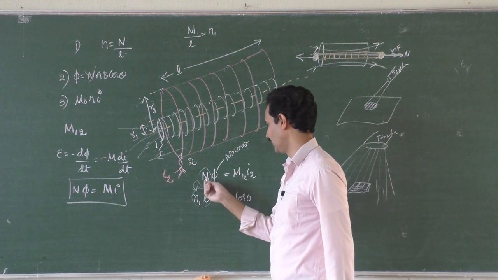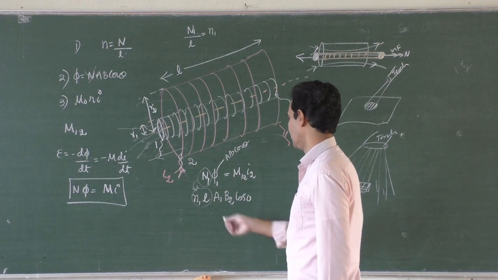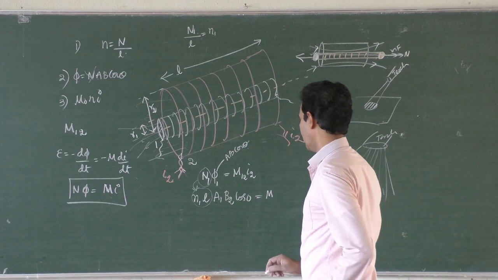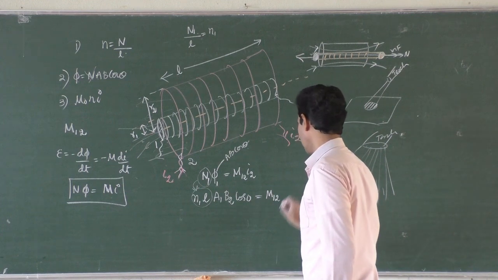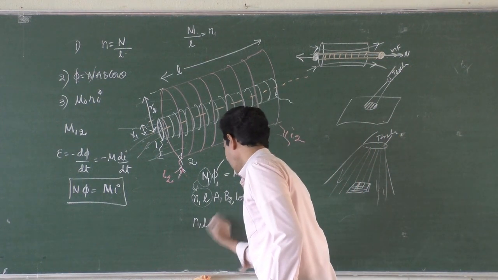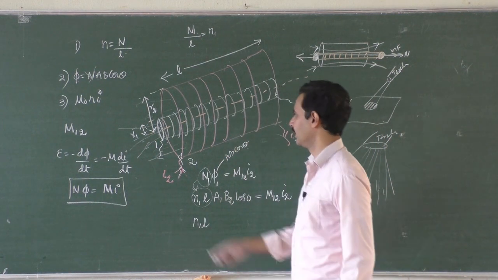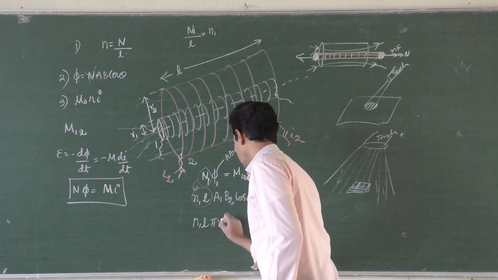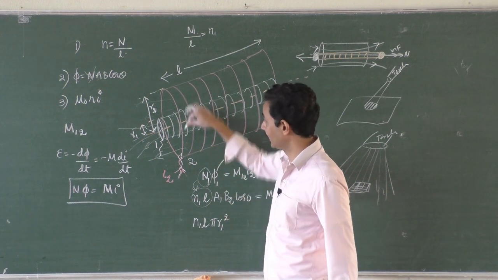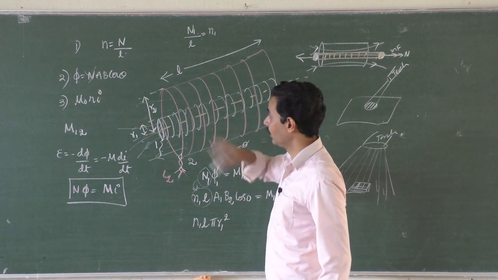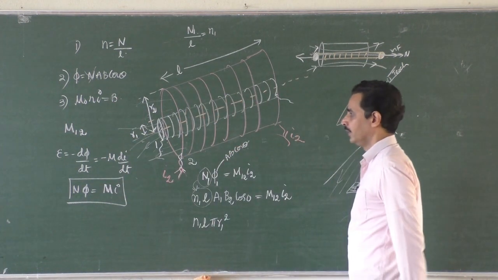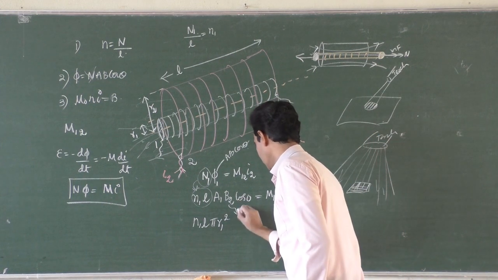So we have expanded: N1, A1, B2 cos 0 is equal to the mutual inductance of the first coil with respect to the second coil into I2. Now N1, A1: what is the area of the first coil? Pi R1 square, its radius is R1. B2 is the magnetic field produced by the second coil. Even though the flux is enjoyed by the first coil, the second coil is producing the magnetic field. Magnetic field is mu naught n i, right? Mu naught, so I am expanding this now.